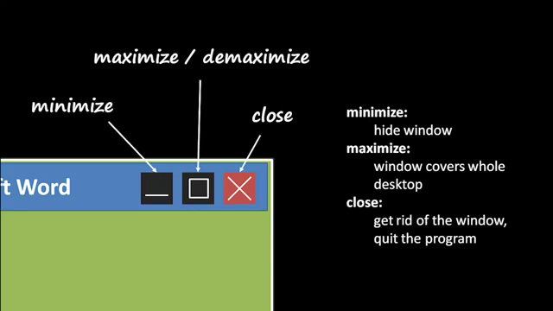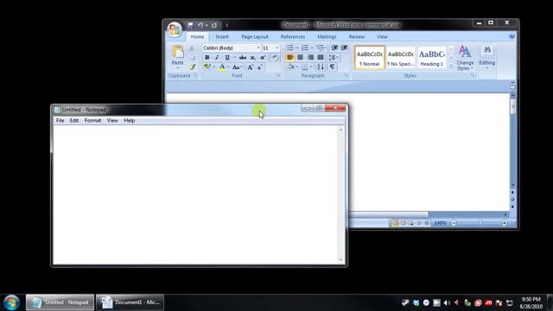And to get it out of that state so that it's a resizable and movable window again, you then click the same middle button to demaximize the window. And finally, to minimize a window means to hide the window such that the only way to get it back, to make it reappear, is to click on its button on the taskbar.